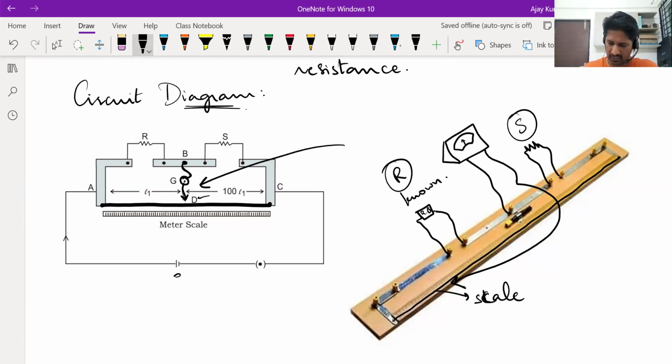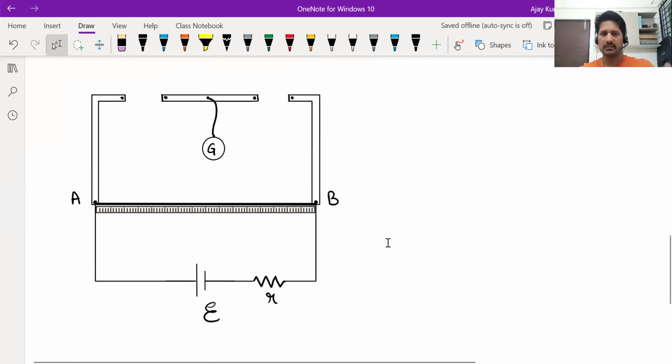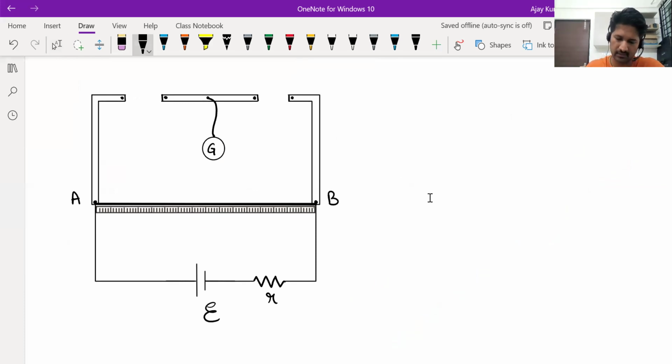Okay. And then there is a battery, EMF E. There's a key, as always. You should have a facility to switch off the current whenever you want. So this is the basic circuit diagram for a meter bridge. Okay. Now let us understand how it works, how to actually use it to measure an unknown resistance. As I said, we first connect a known resistance here, R, then an unknown resistance here, let's call it S. This is what we have to calculate. What we are now discussing is the theoretical part, how to do it.